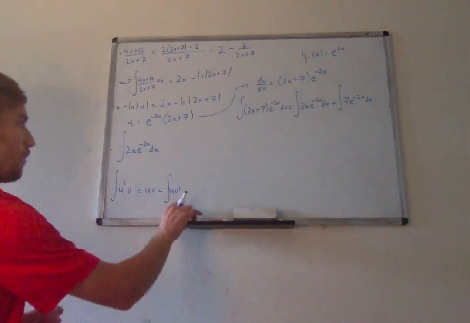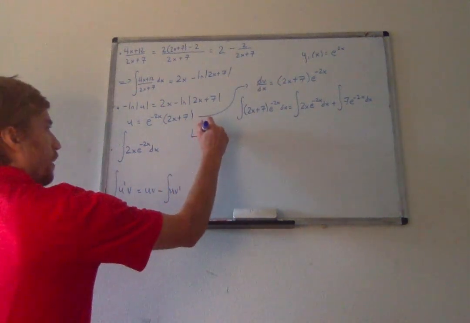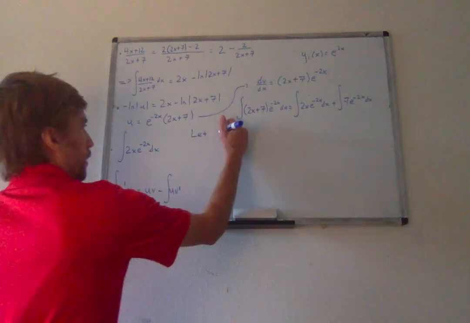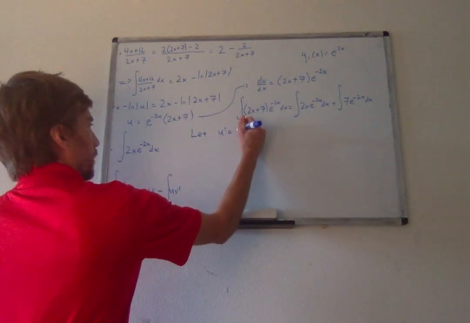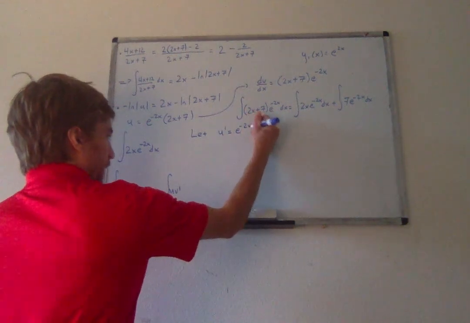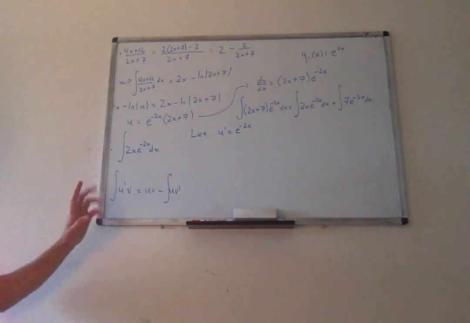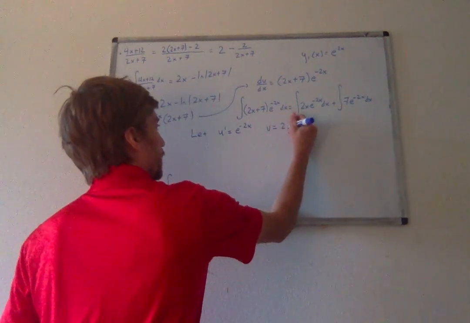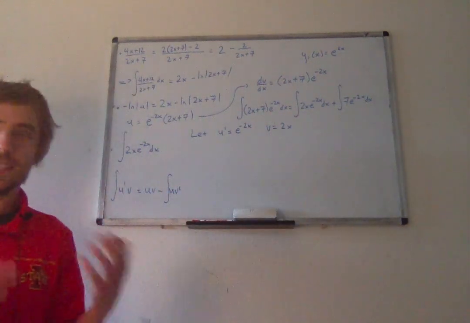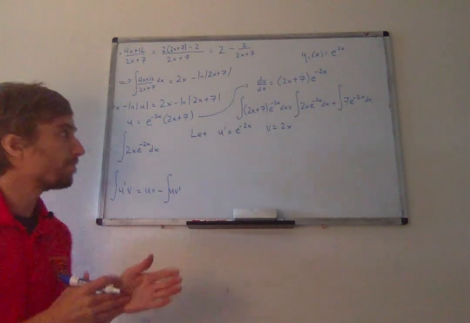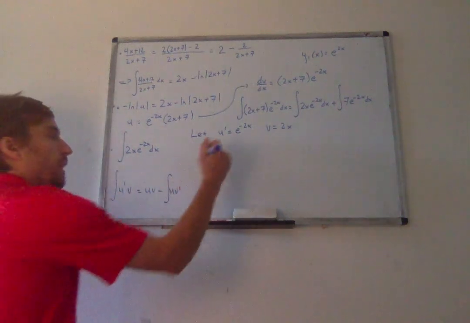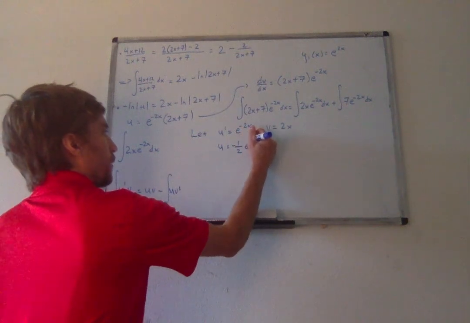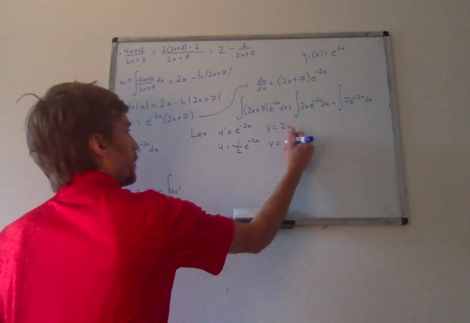All right, so we want to let u prime be the thing that's easy to integrate. Maybe a better way to determine it in this case is we want to let v be the thing that is sort of eventually going to disappear by differentiating. So we've got our u prime and our v. U is equal to negative 1/2 e to the negative 2x. V is just equal to 2.